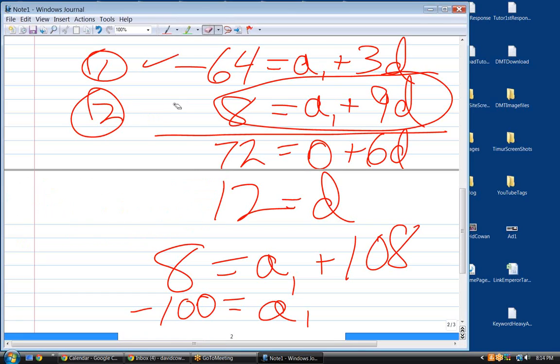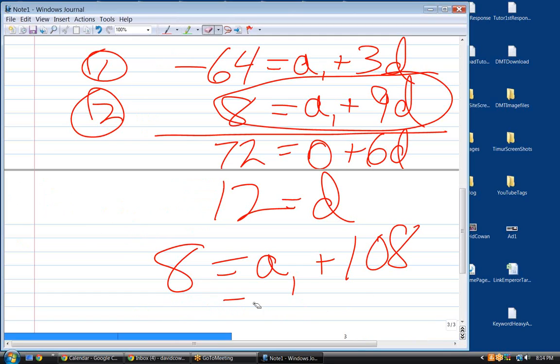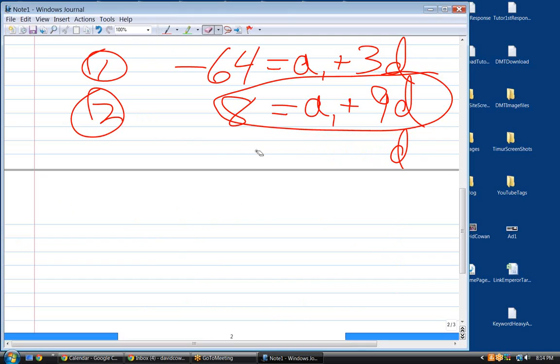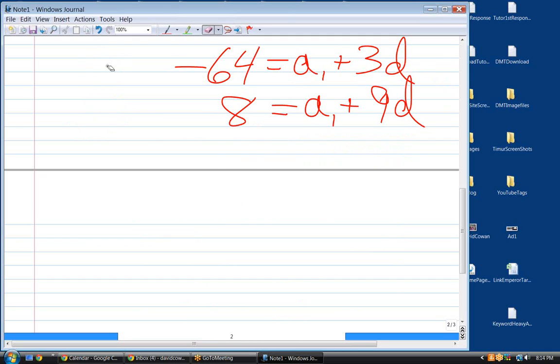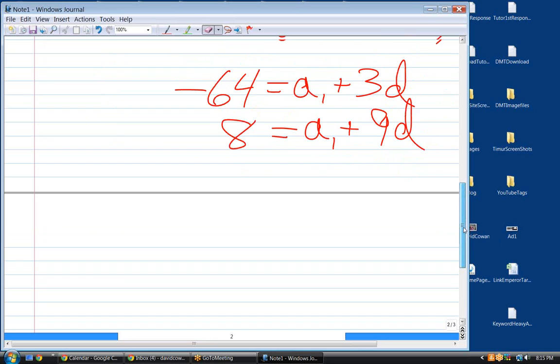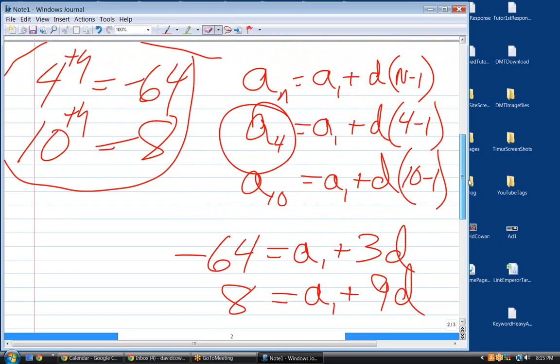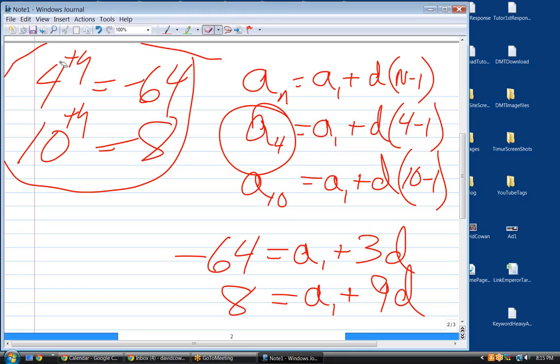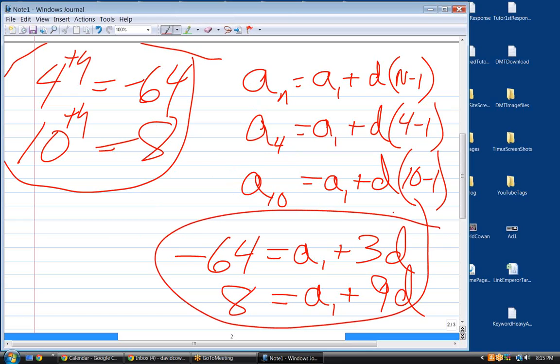And that's always the way you need to do that problem. You don't necessarily need to solve it by elimination. You can solve it by substitution the way you were doing. You'd have gotten the same answer. But when they give you the fourth term and the 10th term, the only way to get a sub 1 and d is to come up with two equations and two unknowns.